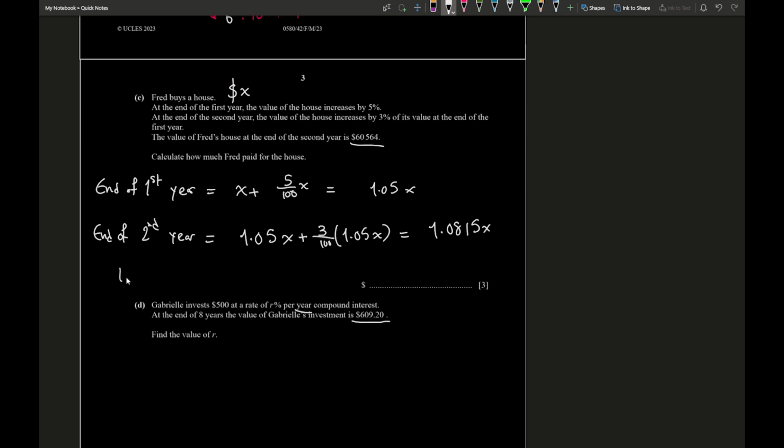And we're told that the value of Fred's house at the end of the second year is $60,564. So 1.0815x is equal to 60,564. And to find x, you'll just have to divide 1.0815 from both sides, and the value of x should be equal to $56,000. Okay.